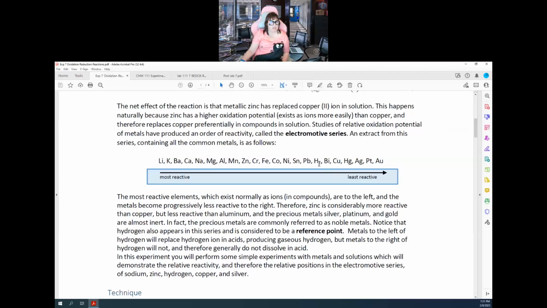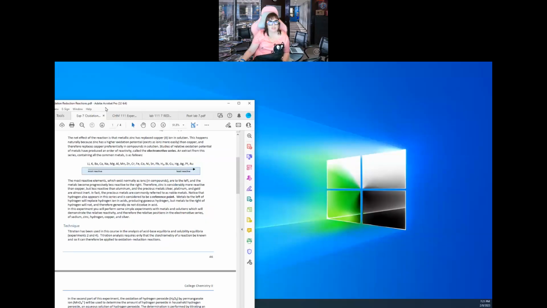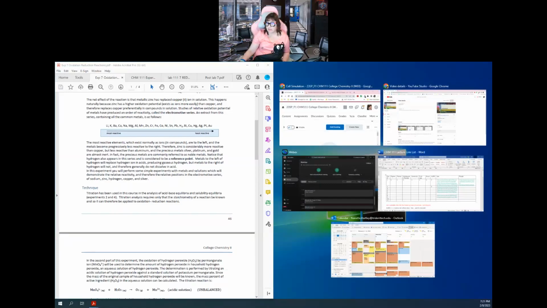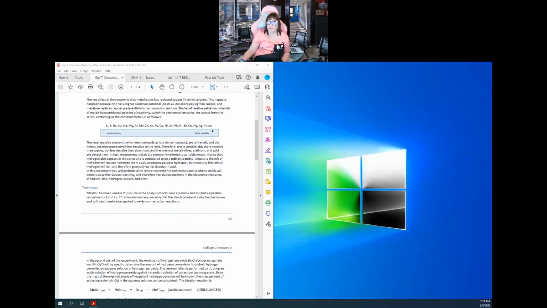H2 is our standard hydrogen electrode. And so that is listed as, and since it's our standard, it is the one that we use as 0. Everything is compared against that.